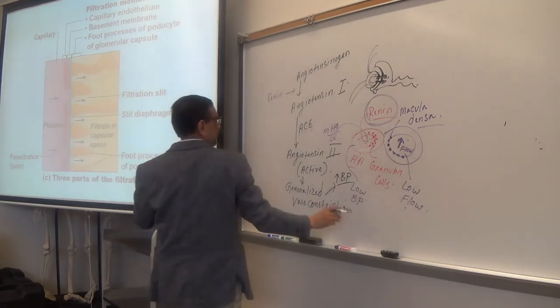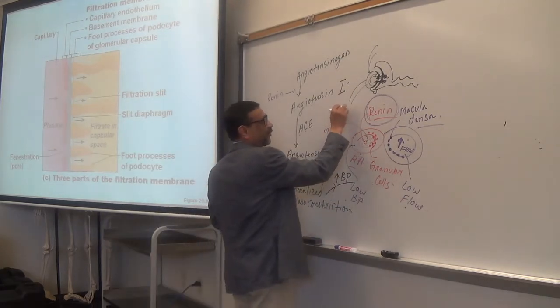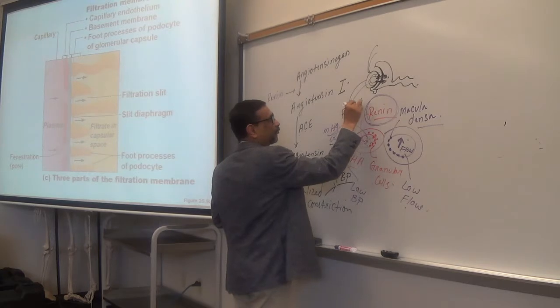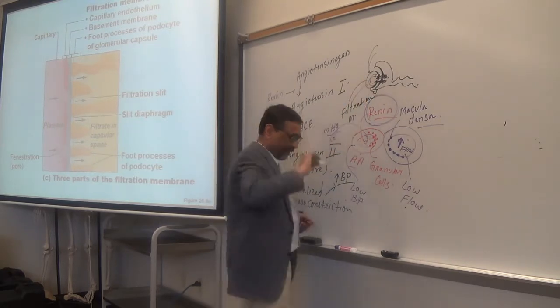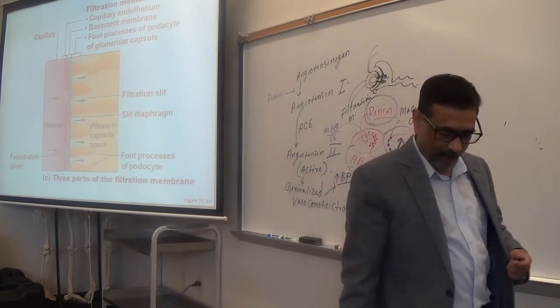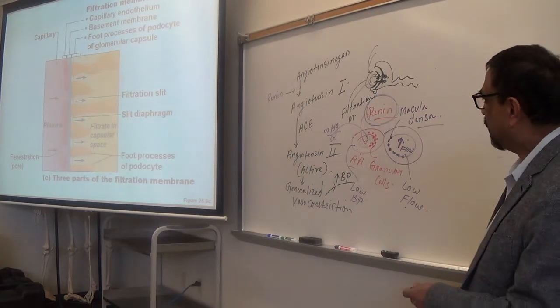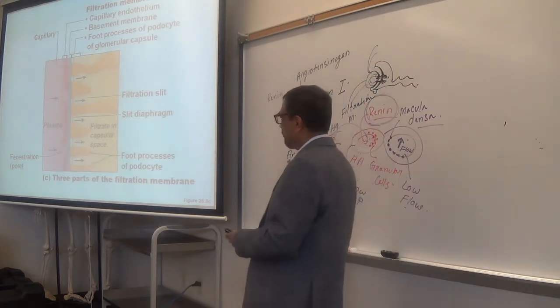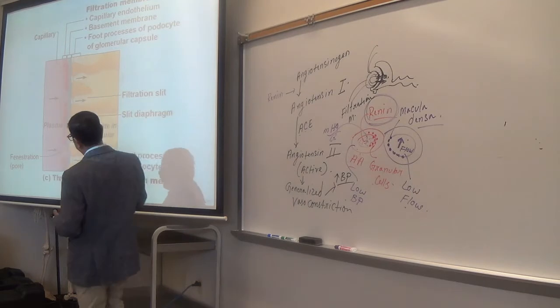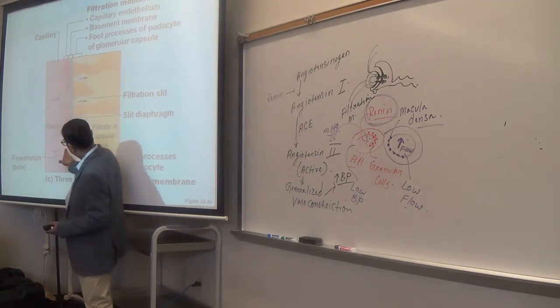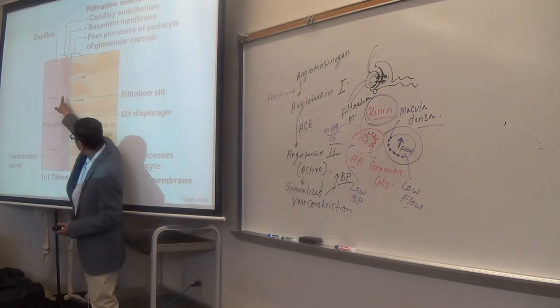That is the filtration membrane, through which the fluid gets out from the blood and enters into the nephron. Okay? And since the capillary is fenestrated, you see many fenestrations are present in the capillary.